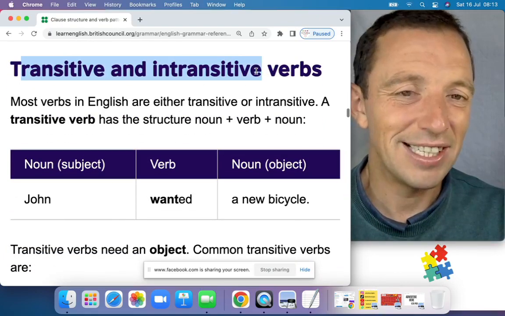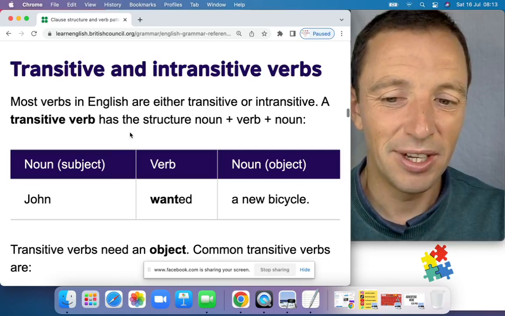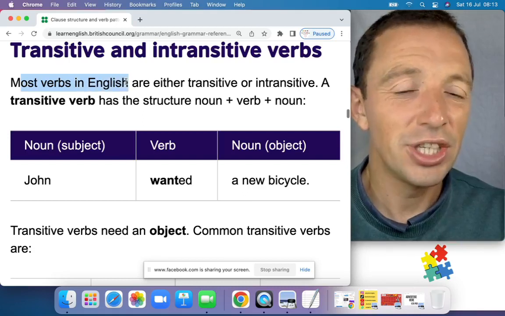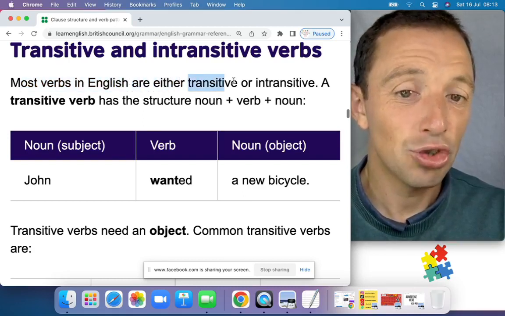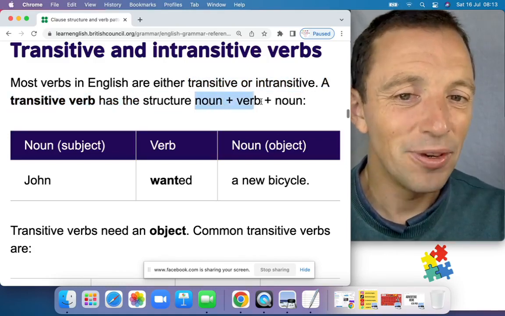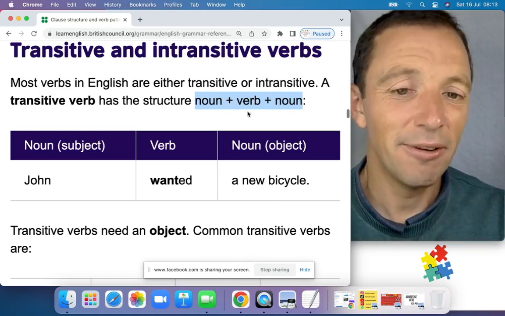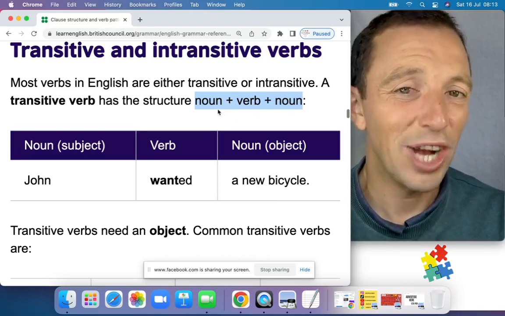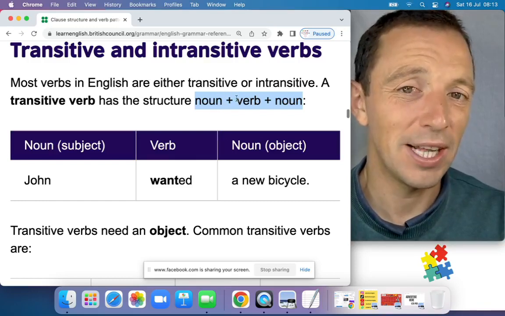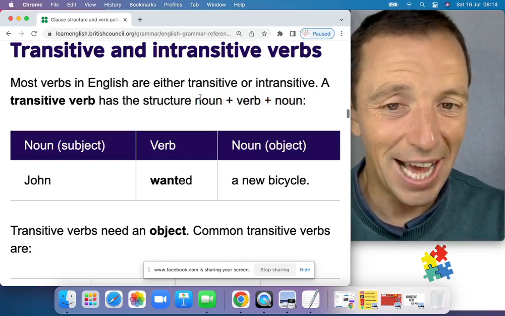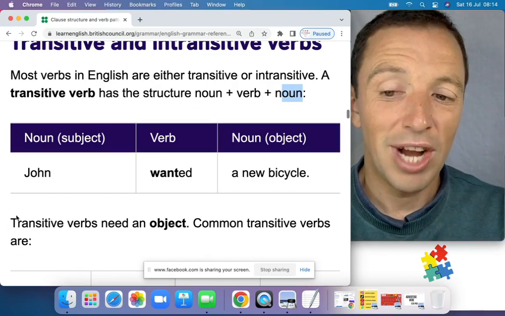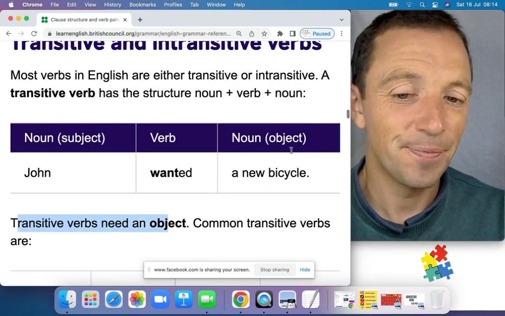Transitive and intransitive verbs. So what are transitive and intransitive verbs? Basically, most verbs in English are either transitive or intransitive. A transitive verb has the structure noun, verb, noun. So basically subject, verb, object. That's the typical structure for a transitive verb. It could be the active voice and it also could be the passive voice as well. That's known as a transitive verb because we have a noun before the verb and another noun. Okay, transitive verbs need an object.